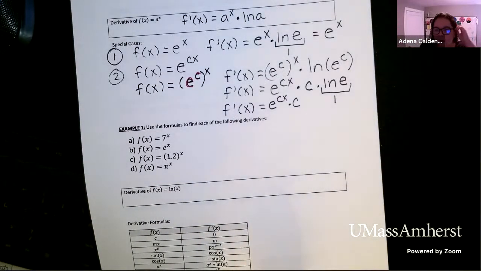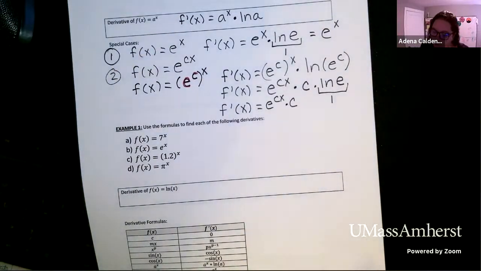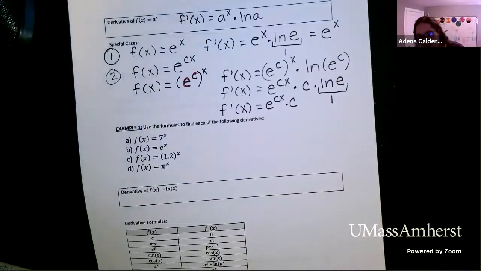So these are two special cases. They're both related to e. If your base is not e, you're going to default to the regular formula. If you have e to the x, the derivative is e to the x. If you have e to the cx, the derivative is e to the cx times c.